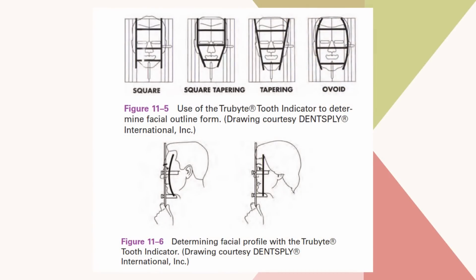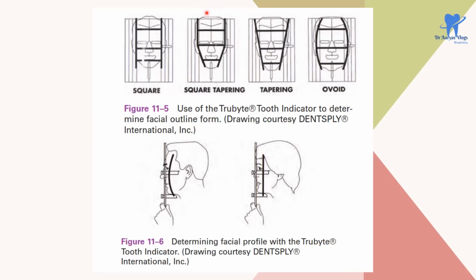And this TruBite tooth indicator is also used to determine the patient's profile form for matching to the denture teeth. With the device held in place, the operator observes the relative straightness or curvature of the profile. Three reference points are used, that is forehead, base of the nose and the point of the chin. If these points are lying in a straight line, then the profile is considered straight.